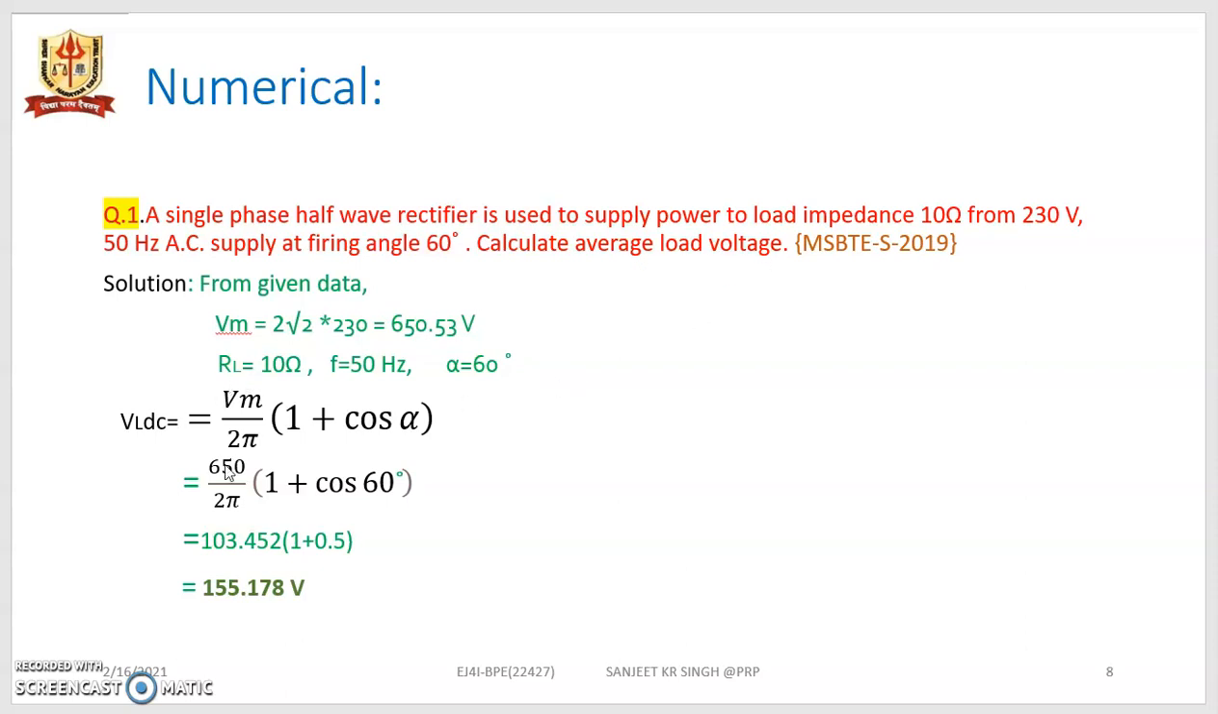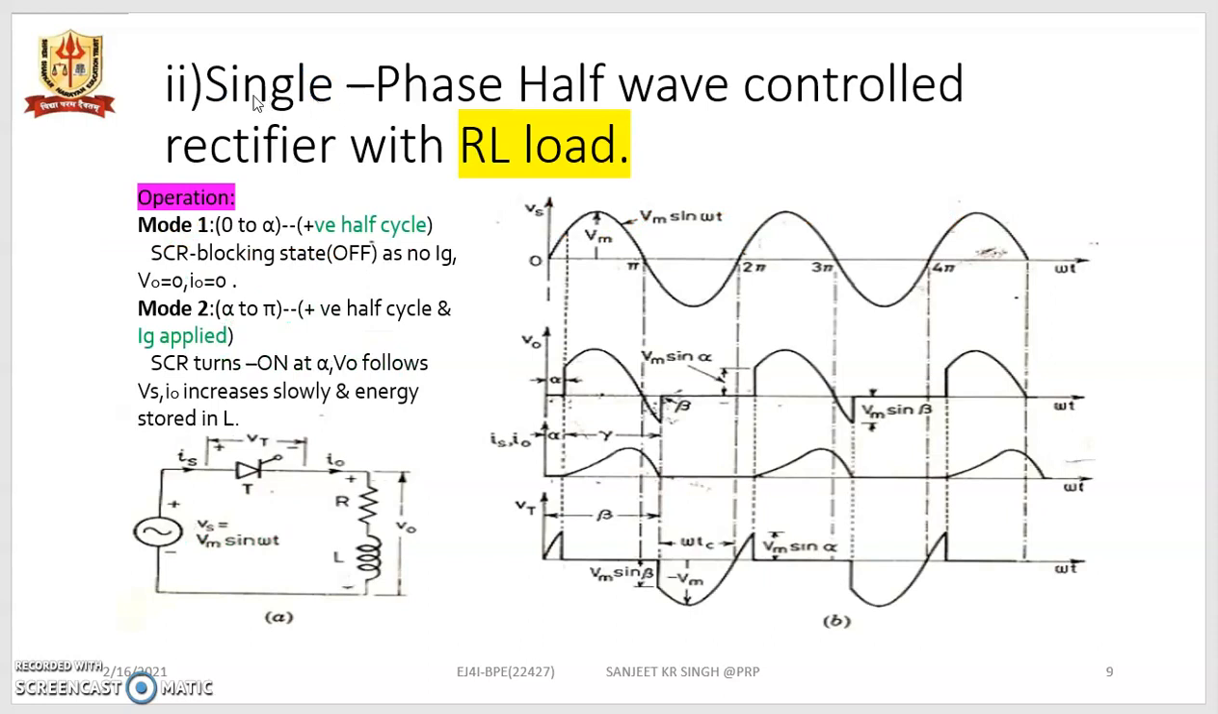So we can calculate the average load voltage as VLDC is equal to Vm by 2 pi (1 plus cos alpha). Substituting the value of Vm and cos alpha at 60 degrees, we get 155.178 volt as the output voltage. Now the second circuit: here we have an RL load, inductive load, single phase half wave control rectifier with RL load. So this is the circuit arrangement.